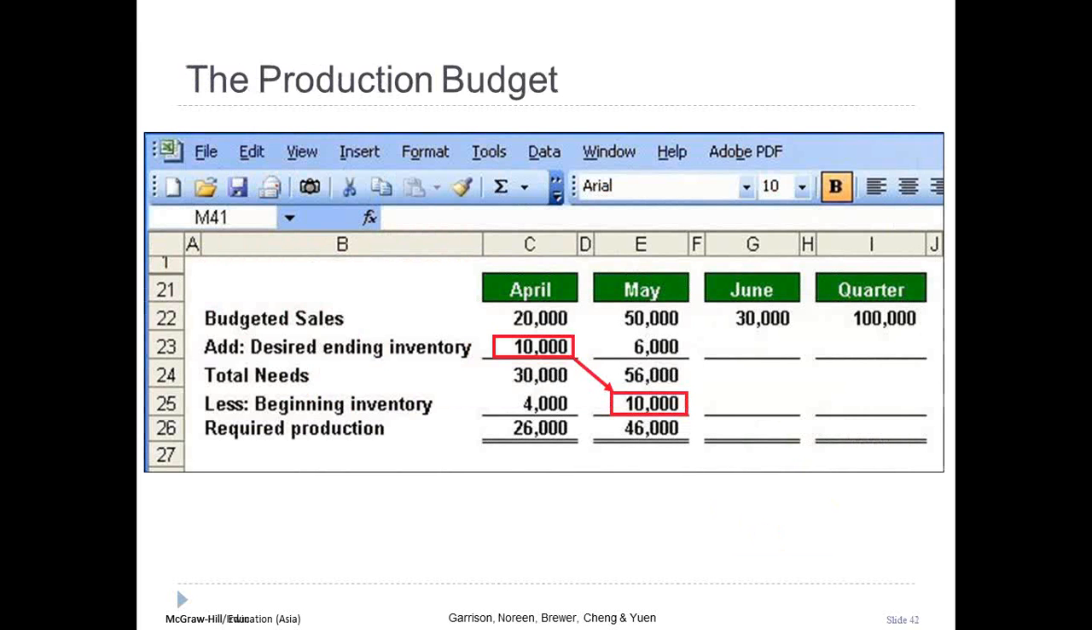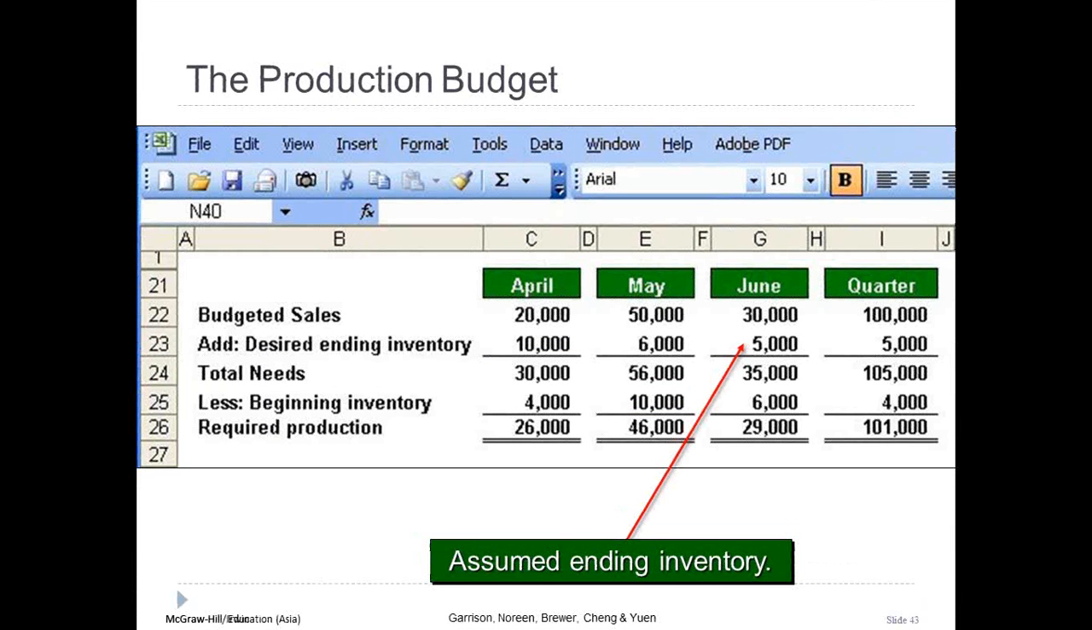This step is the third step, and it's to calculate the required production for May. And notice April's desired ending inventory of 10,000 units becomes May's beginning inventory. The fourth step is to calculate the required production for June, which is 29,000 units. Notice we are assuming a desired ending inventory of 5,000 units. This implies that projected sales in July are 25,000 units because 20% of 25,000 units is 5,000 units.